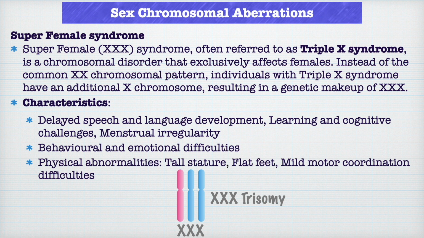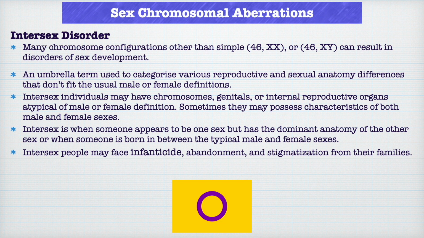Sex chromosomal aberration, Superfemale XXX syndrome. Superfemale syndrome or the XXX syndrome is a chromosomal disorder that exclusively affects females. Instead of the standard XX chromosomal pattern, the individuals with triple X syndrome have an additional X chromosome. It belongs to the numerical chromosomal aberration of the hyper-aneuploid type with XXX trisomy. It is characterized by delayed speech and language development, learning and cognitive challenges, and menstrual irregularity. It also brings in behavioral and emotional difficulties along with physical abnormalities such as tall stature, flat feet, and mild motor coordination difficulties.